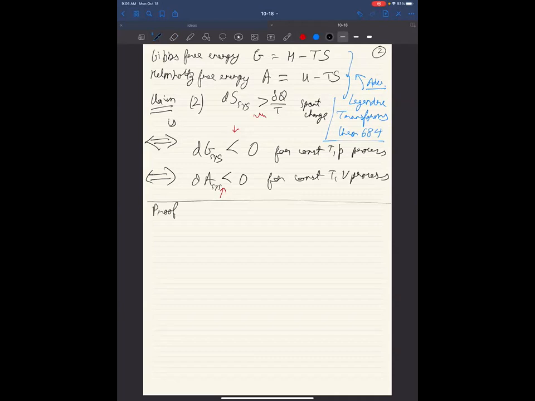So how do we prove this? First, we will start with equation 2. Equation 2 says that dS is more than delta Q by temperature, right? I'm not going to write dS system unless I'm specifying it's the surroundings. Here it's obvious. Here we will remember that we are talking about dS system.